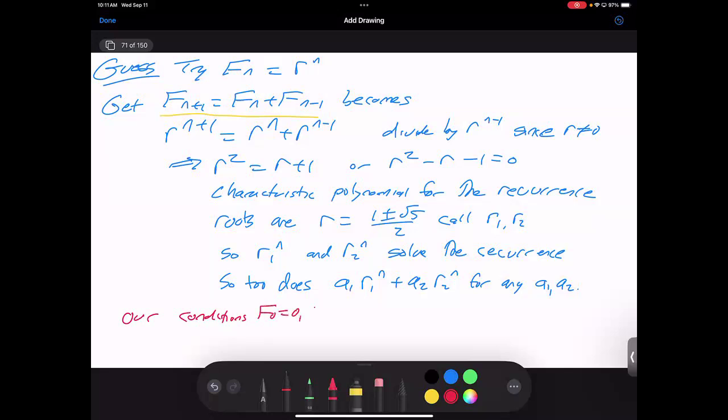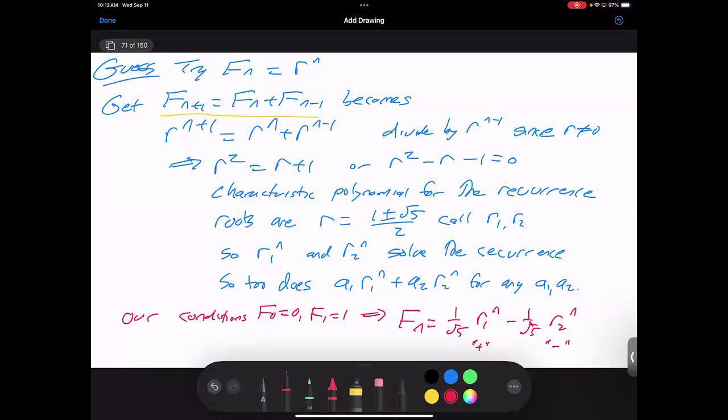f0 equals 0, f1 equals 1, leads to fn is 1 over root 5, 1 to the n, minus 1 over root 5, 2 to the n. And this is the one with the plus root. This is the one with the minus root. So this is one way to prove Binet's formula. Okay? It's one of my favorite formulas in all of mathematics. It gives us a closed form solution.